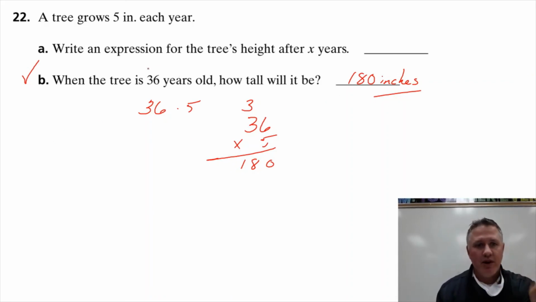Now we're going back to part A. Write an expression for the tree's height after X years, which could be any number of years. So what did we do down here? We did 36 times 5 for 36 years. So we're multiplying by 5 every single time. We're multiplying the number of years by 5. So this would just be 5 times X, or X times 5. But the best way to write it is just 5X.